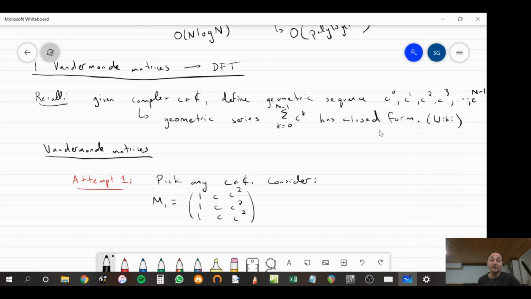Of course this is not a very interesting definition because I've just written the same row 3 times. So essentially this is a rank 1 matrix, right? These rows are all redundant. And it's just really embedding the original sequence. There's nothing new here, right? So that's not interesting at all.